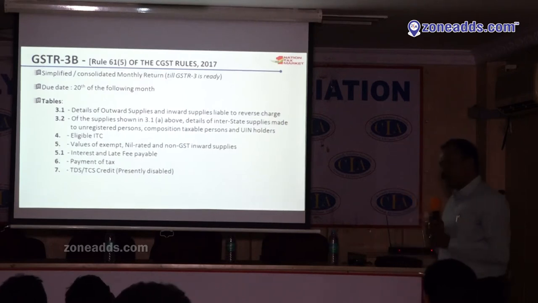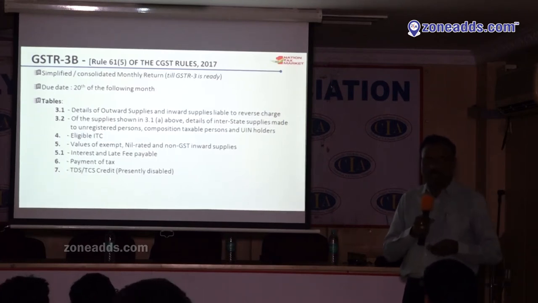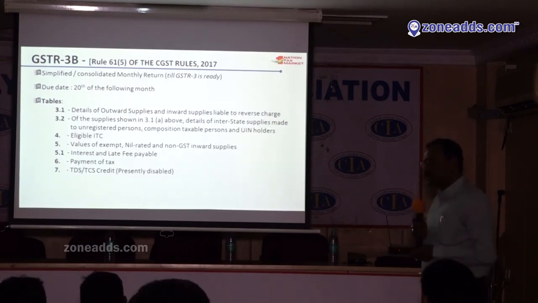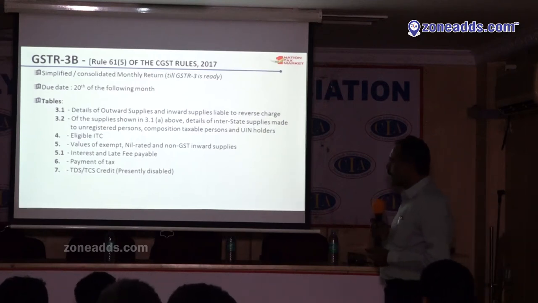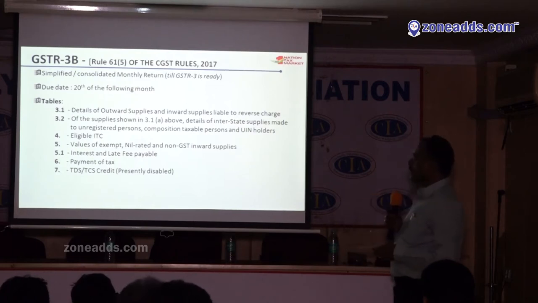GSTR-3B is a simplified return, an alternative to the GSTR-3 return, because GSTR-3 we are not able to file because of non-filing of 2A, 2 and 1A. We are using GSTR-3B. This 3B has to be filed by 20th of the subsequent month. So that is the payment date also. Payment also should be made by 20th. So there are multiple tables in GSTR-3B also.